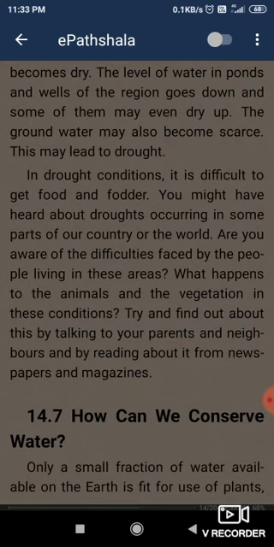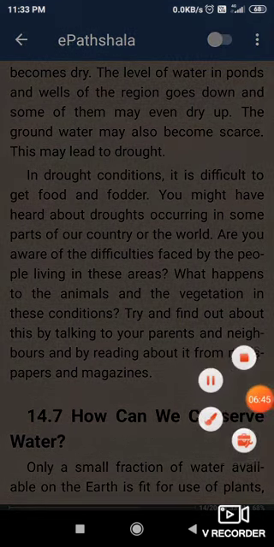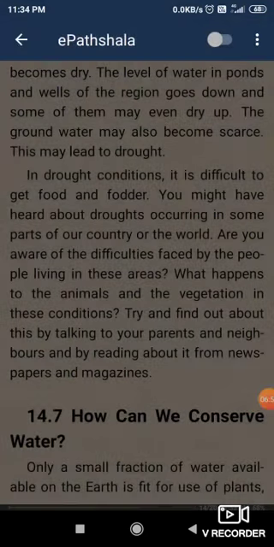You might have heard about droughts occurring in some parts of our country or the world. Are you aware of the difficulties faced by the people living in these areas? What happens to the animals and the vegetation in these conditions? Try and find out about this by talking to your parents and neighbors and by reading about it from newspapers and magazines. Got it? How can we conserve water?